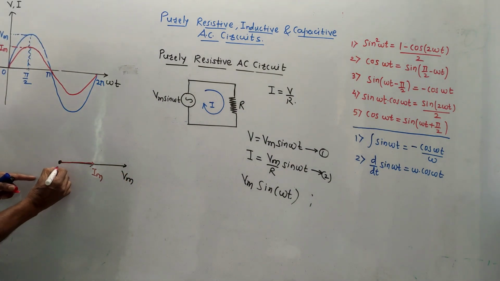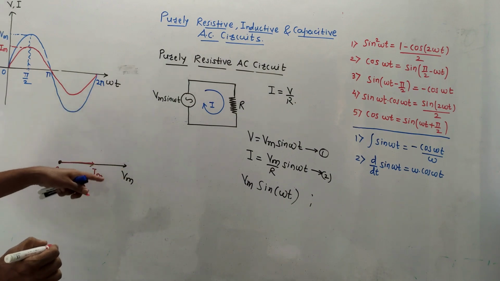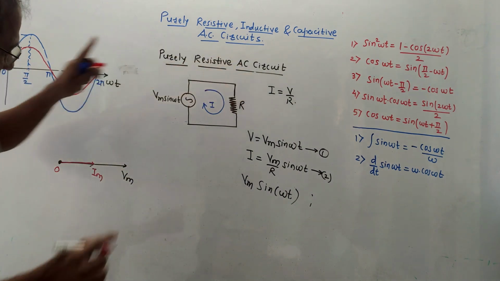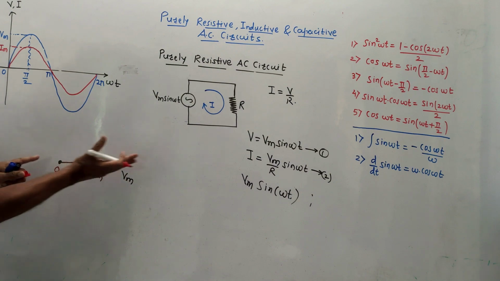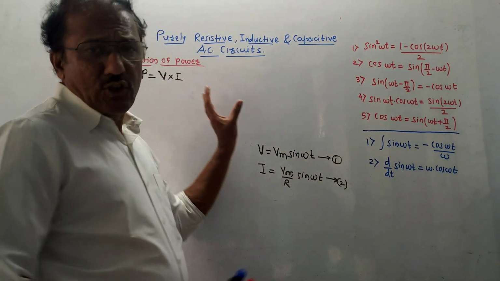So this is the origin, 0. This is the phasor diagram of a purely resistive AC circuit. Very simple, voltage and current are along the same line. The next part is calculation of power.